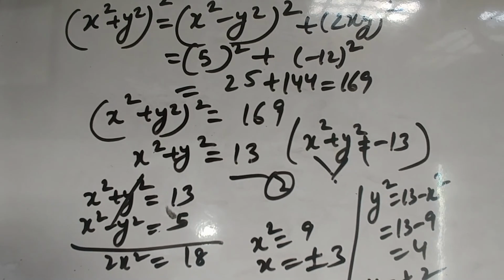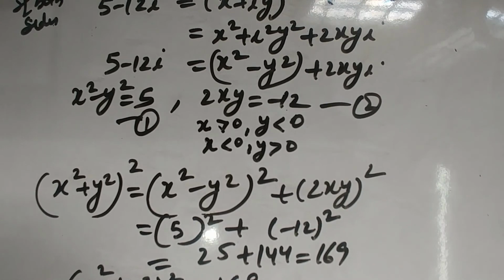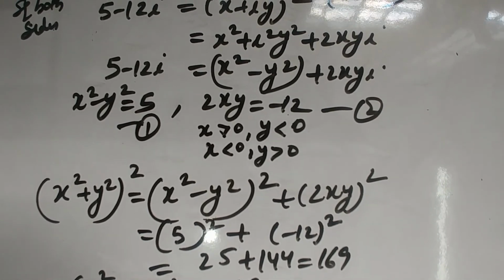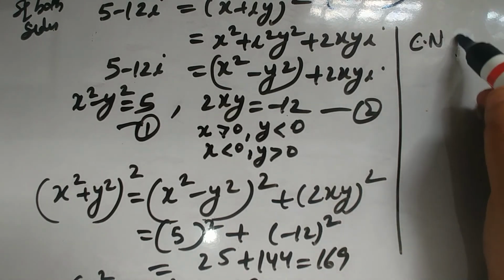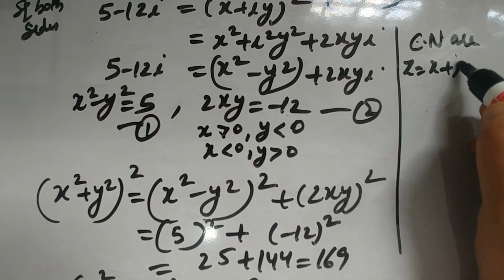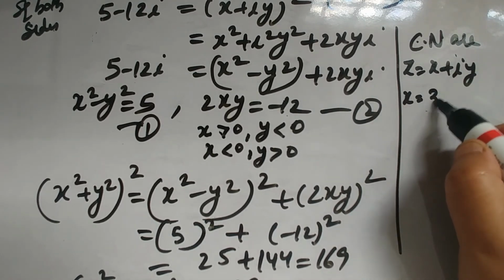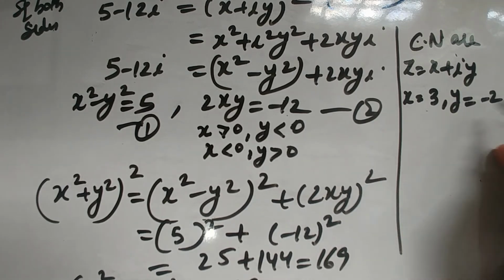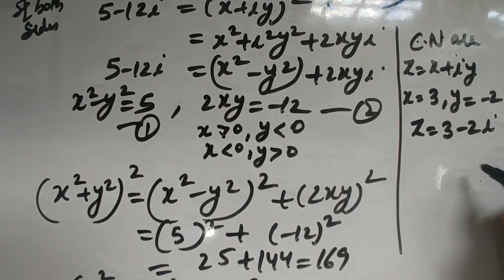So coming back again, what will I do is, I know that when x is positive, y is negative, and when x is negative, y is positive. So while framing the complex number, what will I keep in my mind is that I will frame the number like x plus iota y, but when x is plus 3, I'll take y as minus 2. So that complex number is 3 minus 2 iota.